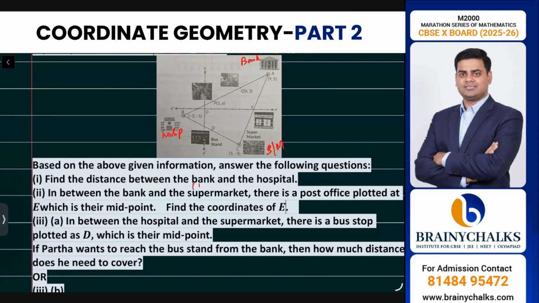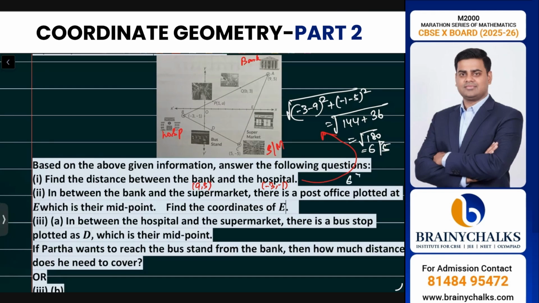The bank's coordinate is (9, 5). The hospital is (-3, -1). So find the distance. What will it be? So root under (-3 minus 9) the whole square plus (-1 minus 5) the whole square. So root under 12, 12 squared is 144, plus 6 squared is 36. So root 180. Root 180 is nothing but 6 root 5 units. So the answer is 6 root 5 units.